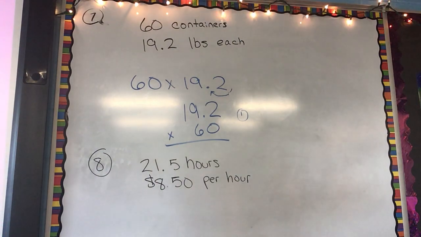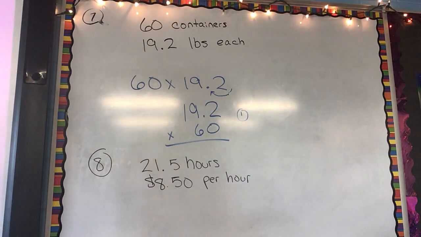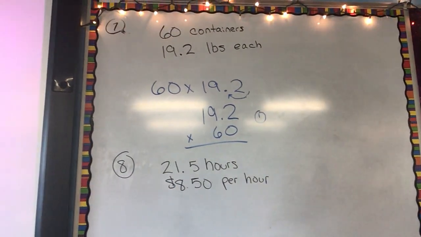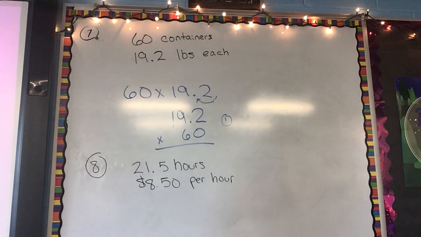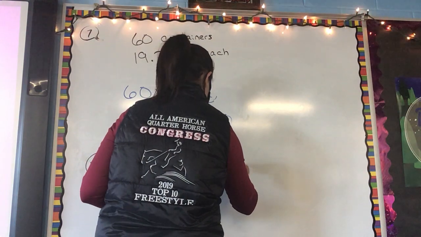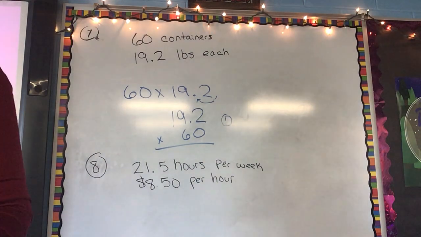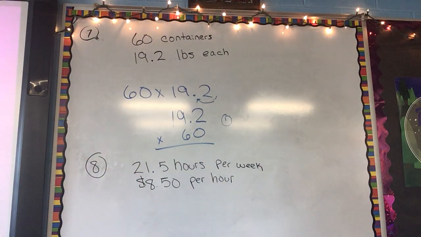So Sam works 21 and a half. Remember that 0.5 means half. 21 and a half hours. Every hour she earns $8.50. So how much money is she making then? Let me put per week. What would be your equation here? Tell me your equation. Mimi? You want to do 21.5 times 8.50. Very nice. 21 and 5/10 times $8.50 would be your equation.